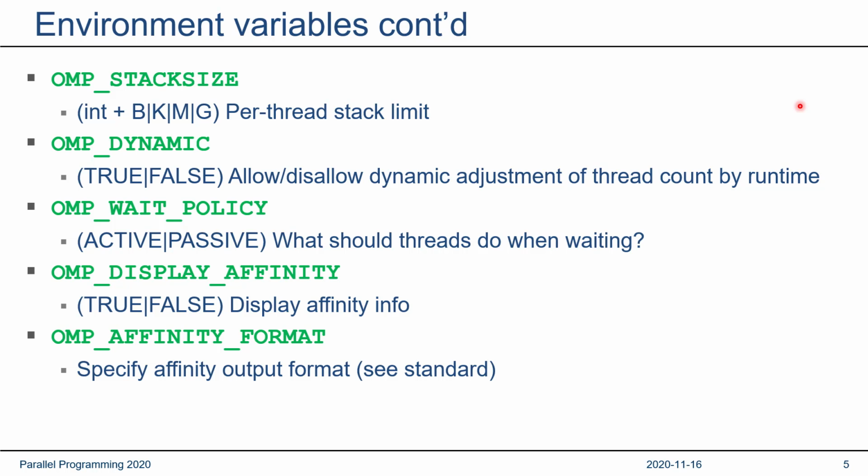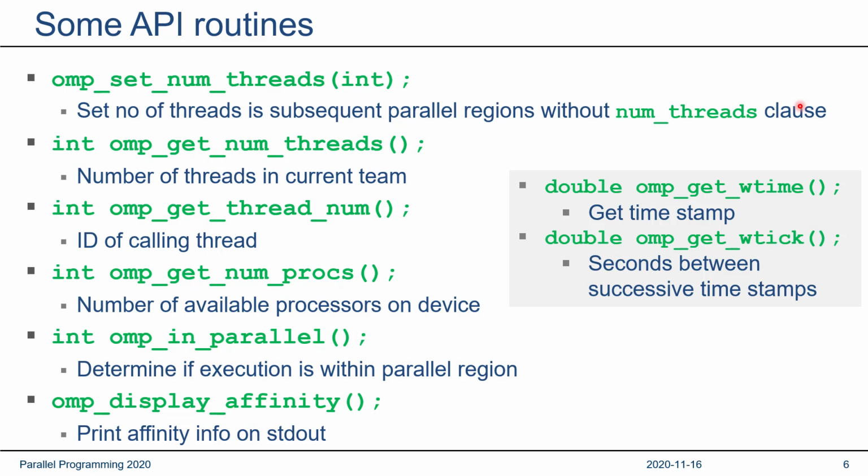You don't have to write your own program to print the affinity. You can let the code do it by itself, just by the automatic OpenMP mechanism. So there are some more environment variables, but this is the most important stuff that you need for daily work. Now, beyond environment variables, we also have some API routines.